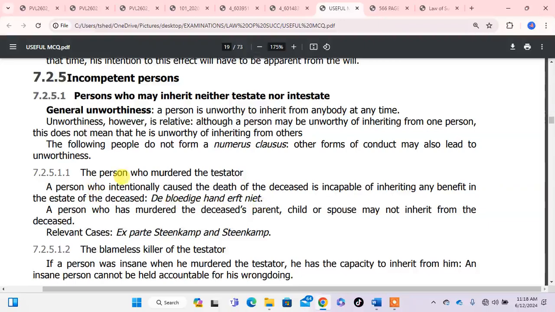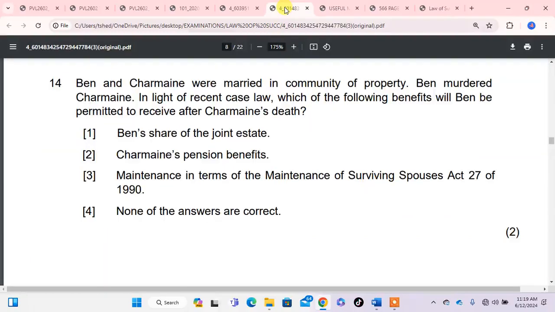The person who murdered the testator: a person who intentionally caused the death of the deceased is incapable of inheriting any benefit in the estate of the deceased. A person who has murdered the deceased parent, child, or spouse may not inherit from the deceased. The relevant case here is Ex parte Steenkamp and Steenkamp. Then it is very clear that if we go and read Steenkamp, we'll find that none of the answers are correct. Therefore, number 4 is the correct answer.